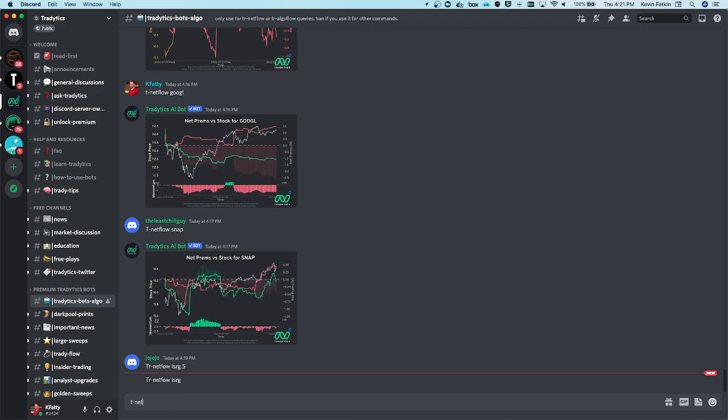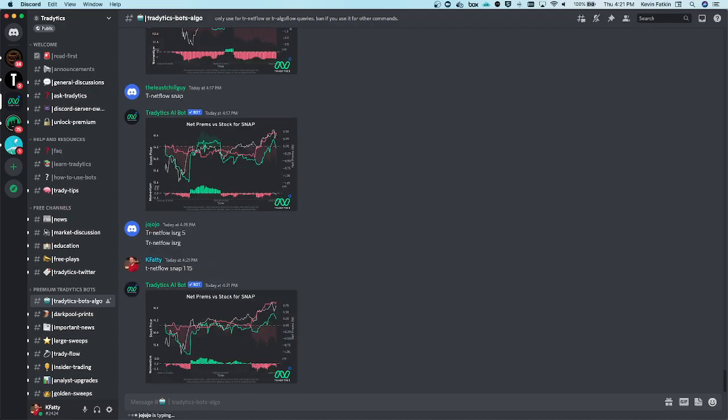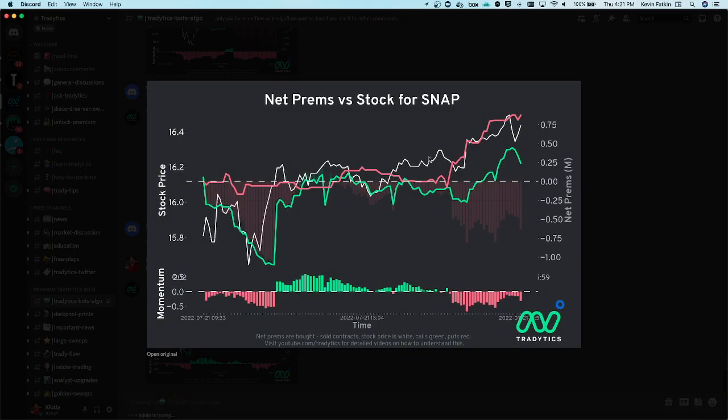The first command I always run is T net flow SNAP, and I look at it for 1 day cumulative history and 15 days of expirations. As we can see, with SNAP here, we had some calls running up, and price drove up with it. We had some chopping around, and then all of a sudden calls started selling off. They did start climbing at the end, but then rapidly sold off, which is a good sign for bearish sentiment.